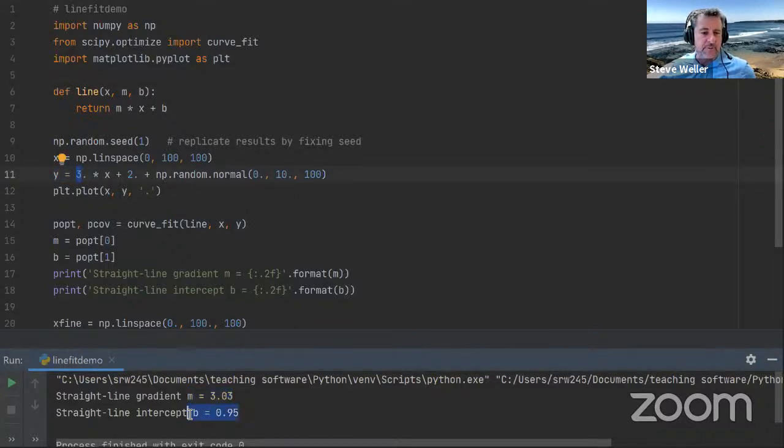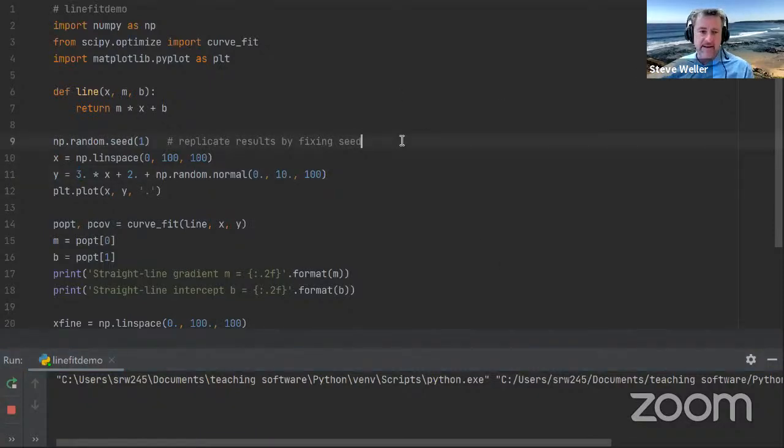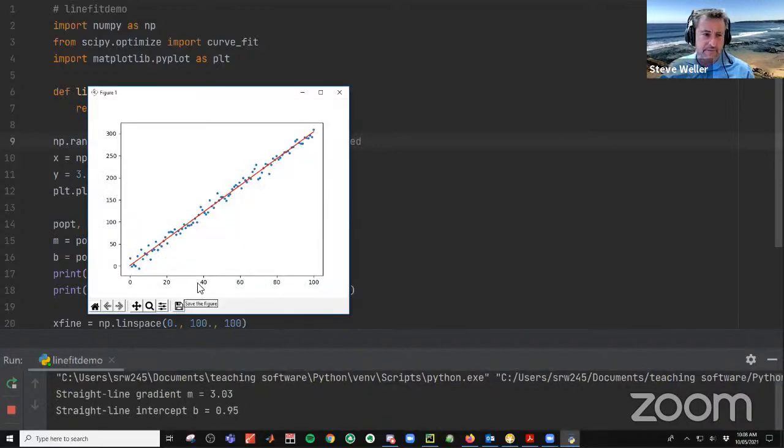It hasn't done such a great job of getting the intercept right. However, it doesn't really matter, because the y-intercept, whether it's 0 or 1 or 2, really doesn't matter too much given the scale of the vertical axis here. So it's actually done a very good job of choosing this red line here.